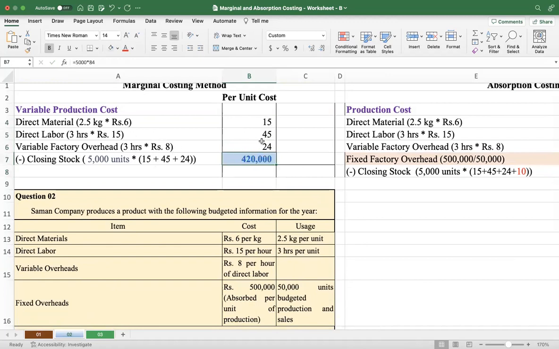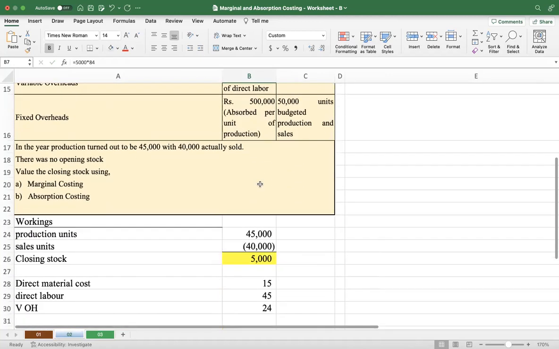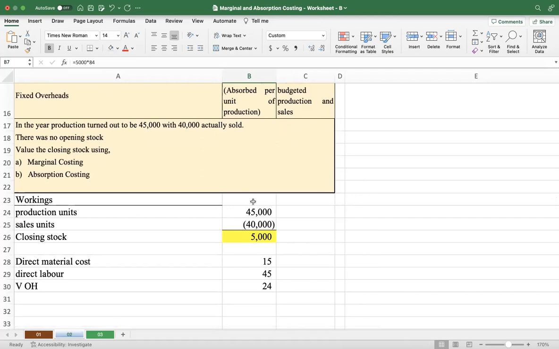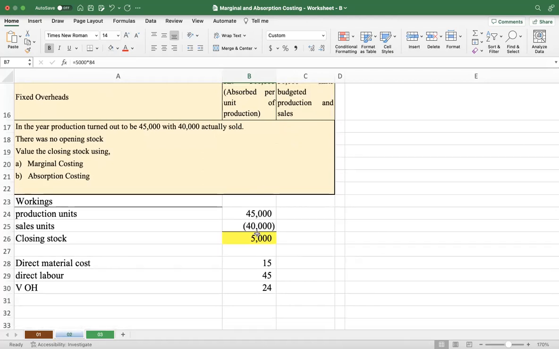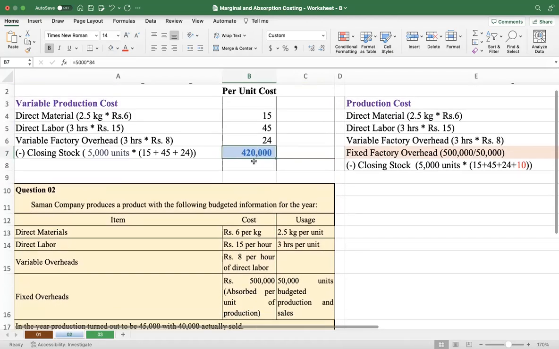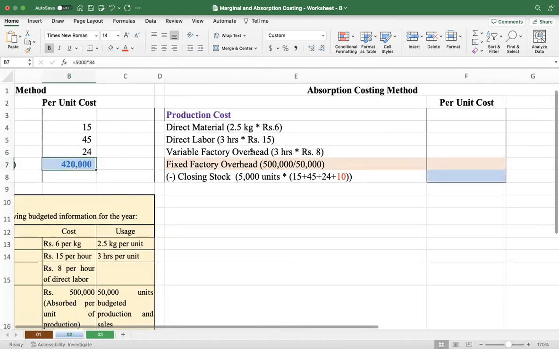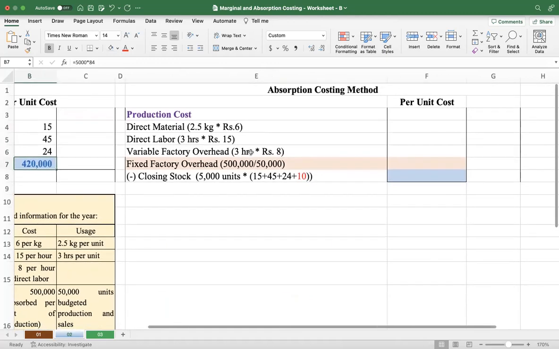These workings also you can use. So now I'm doing the question with you. You can use the same way. 5,000 into 84. We know the remaining or closing stock is 5,000. We multiplied it by the per unit cost, 84. Hope it's clear. Now, try finding out the value of the closing stock using the absorption costing method.